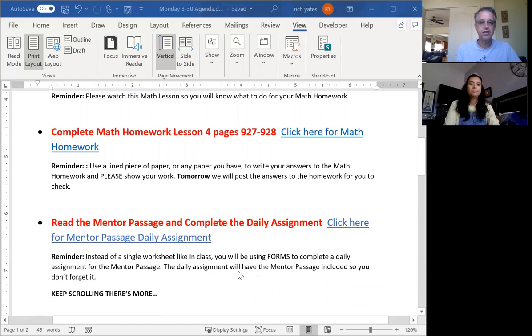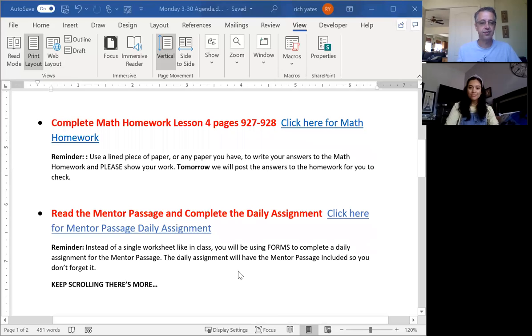And then Ms. Garcia is going to tell you a little bit about the mentor passage. Alrighty, we want you to read the mentor passage and complete the daily assignment. In the blue is going to be your link. Just as a reminder, instead of a single worksheet like in class, you will be using Microsoft Forms like we do in class, where it's online and you fill it out. You usually write your name at the bottom. The daily assignment will have the mentor passage included, so don't forget. So that's what you will be doing for the mentor passage, and you will just complete it in Forms.